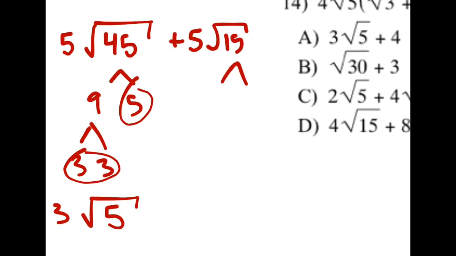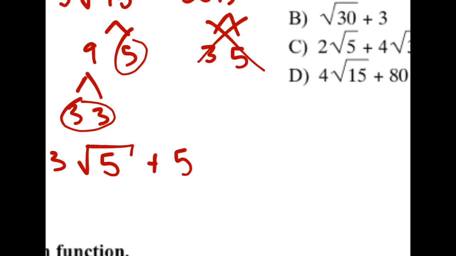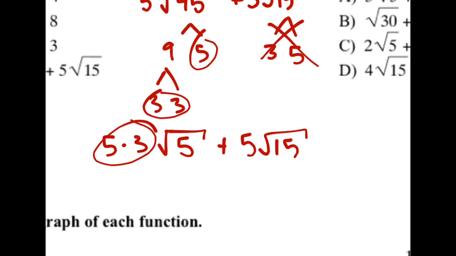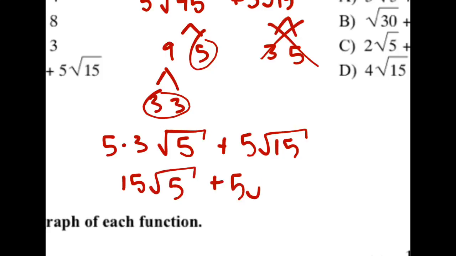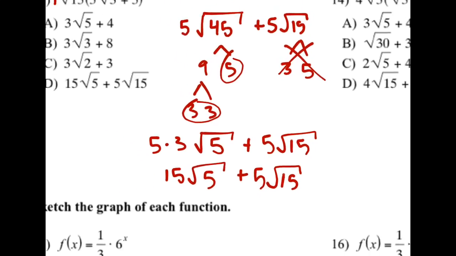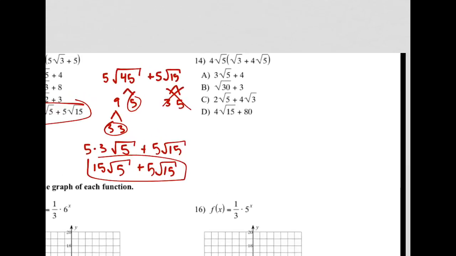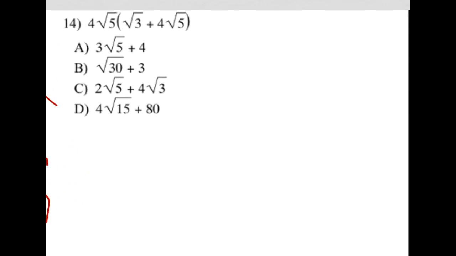This one, 15, is 3 and 5. No pairs, so we just leave it. And then 5 root 15. And then the last part is just to multiply that. This is 15 root 5 plus 5 root 15. It switches. And then that's the answer, and there it is. Yep, cool. All right, moving on to number 14.